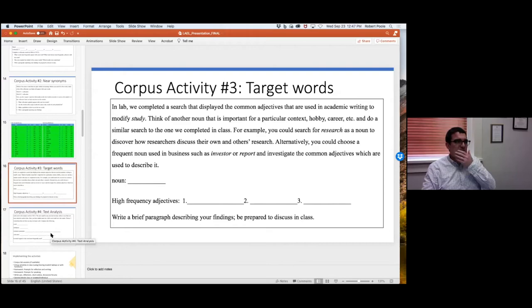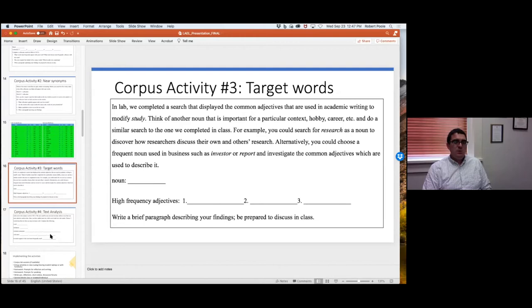On the next one, target words, we've completed this search. You could search for research as a noun and discover how researchers discuss their own and others' research. Alternatively, you could choose a frequent noun used in business writing, such as investor or report, and investigate the common adjectives which are used to describe it.